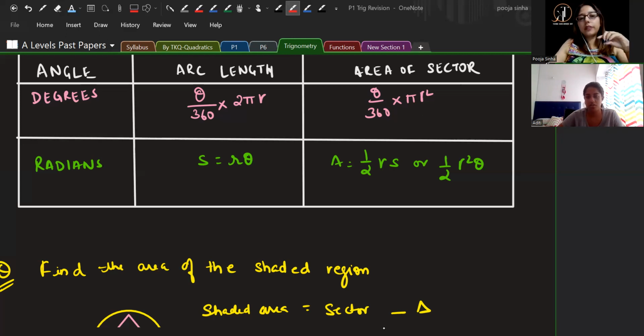A sector has an angle of 1.5 radians and an arc length of 12 centimeters. What is the radius? Arc length is 12 centimeters, angle is 1.5 radians. Radius is arc length divided by theta, 12 divided by 1.5, which is 8. The radius is 8 centimeters. Very good.